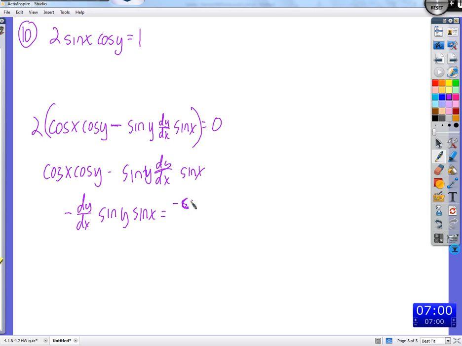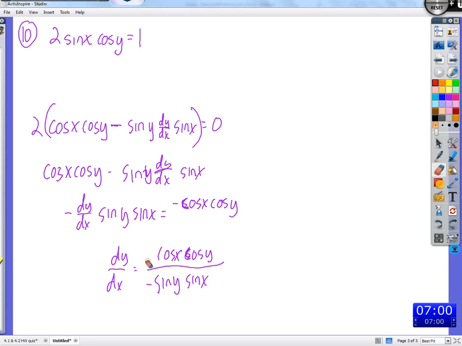Minus cosine x cosine y. We just subtracted that from both sides. Okay, and then we'll divide by negative sine y sine x. So dy/dx equals cosine y over negative sine y sine x. Negative divided by negative is positive, so you just do those. Ta-da. It's done.